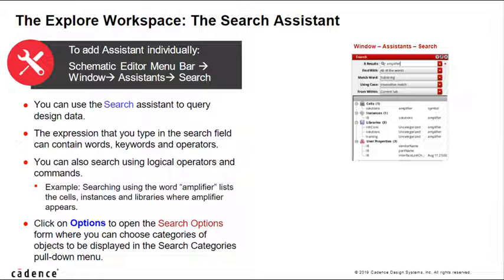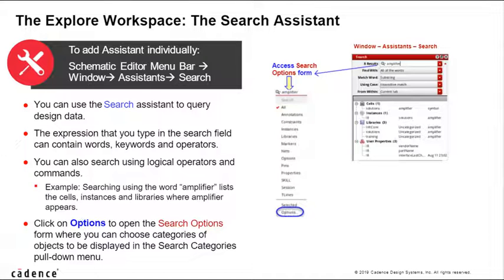You can then use the Advanced Search button to narrow down your search filter. The expression that you type in the search field can contain words, keywords and operators. You can also search using logical operators and commands. For example, searching using the word amplifier lists the cells, instances and libraries where amplifier appears.